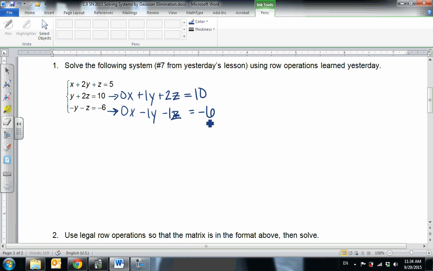equals negative 6. All right, so let's write our augmented matrix. So our top row would be 1, 2, 1. And what would go on the other side of our little line? 5, our constant. And then 0, 1, 2. And then we would have 10. And then 0, negative 1, negative 1. We get negative 6.